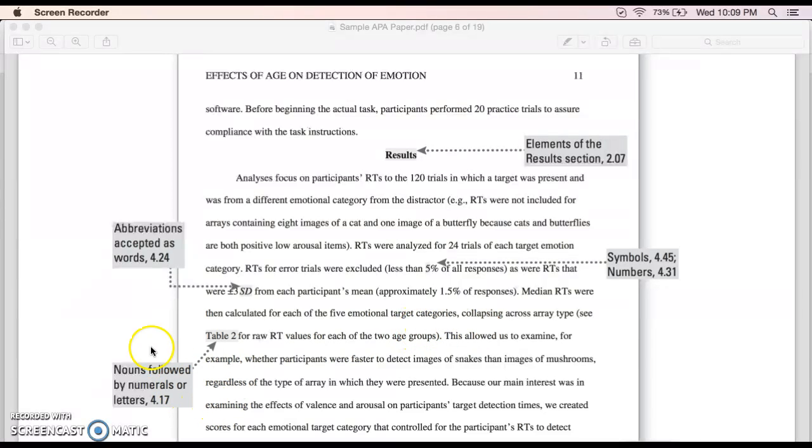Another thing I would like to bring to your attention is that anytime you are going to reference a table but you're following it by a noun, like in this case the word type is a noun, so it's referencing that it's in a table, you put that in parentheses.